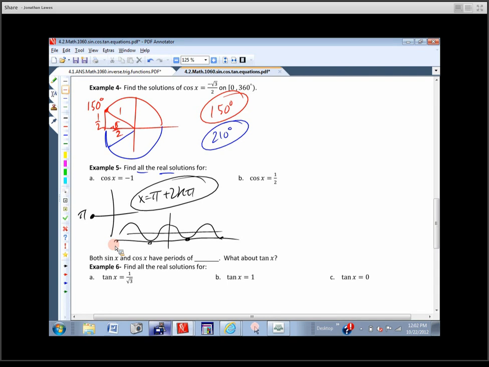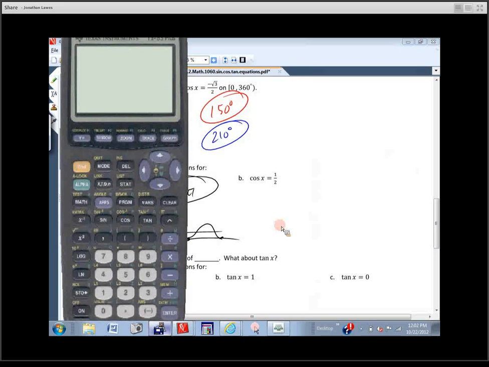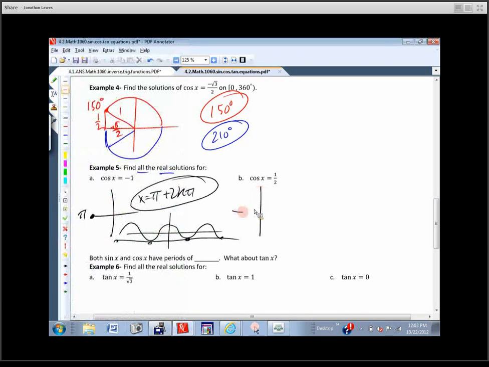All right. I'm going to solve this one using the calculator. So let's take a good look at this. What I'm going to type into the calculator is cosine inverse of 1/2, so cosine inverse of 0.5. And it says the answer is 60. So I'm going to draw that right here. 60 degrees.